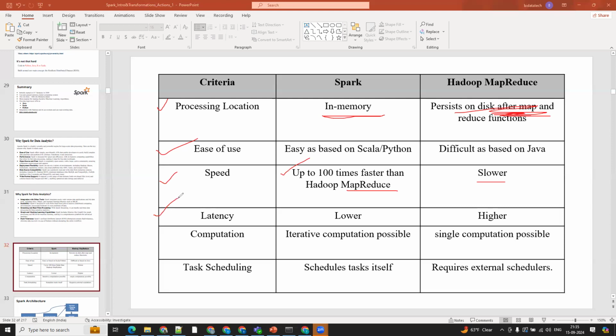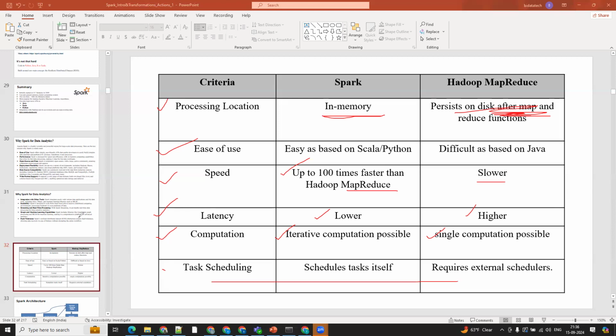Okay. And latency means speed, kind of. Latency is very low in Spark and higher in MapReduce. Input output latency, I can say. It is lower and it is higher. So iterative computation is possible in Spark, while single computation is possible in MapReduce. And task scheduling is not required in Spark. I'll discuss this once we understand the architecture.